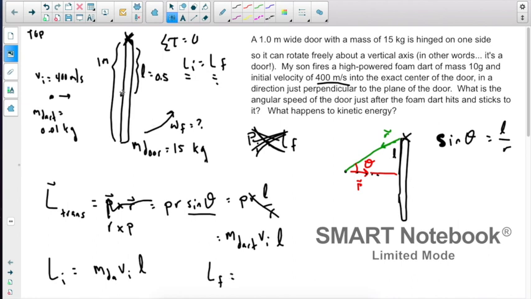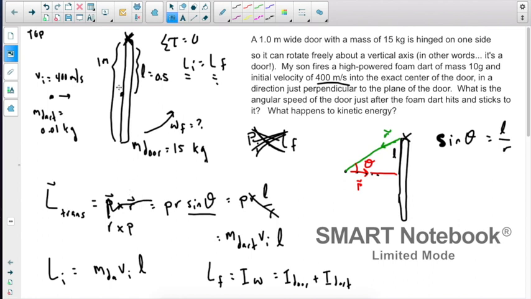rotational angular momentum of this rigid body rotating, right? So I know that is I omega, and it is not so simple just to treat this I value as the I of the door. It's going to be the I of the door plus the I of the dart, because remember, the dart has stuck right here.